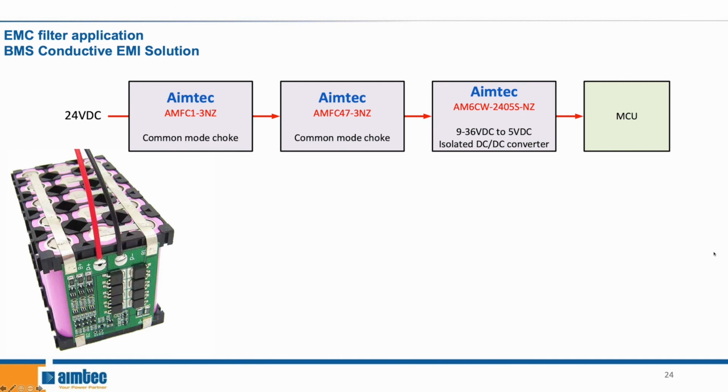So in this example, we have the first common mode choke and then the second common mode choke, which deal with 2 different noise levels. Again, on the datasheet, you can see the graph displaying which common mode choke should be used for which frequency. Finally, the power is supplied to the AM6CW-NZ, which then powers the MCU.